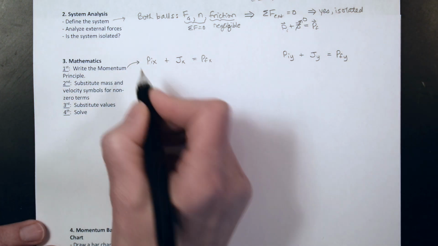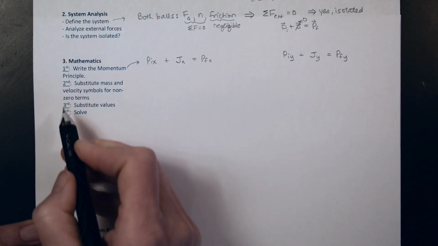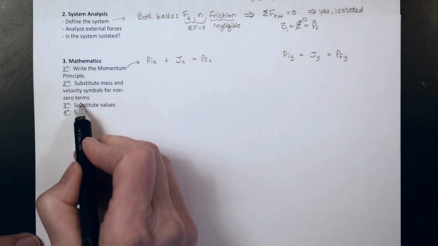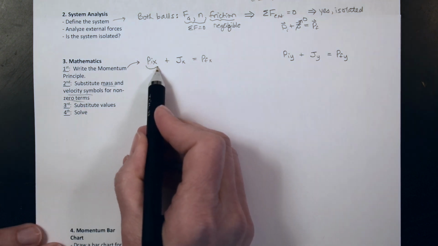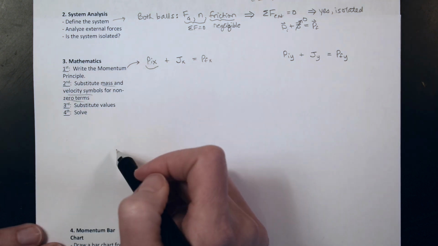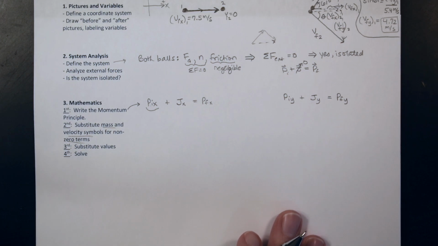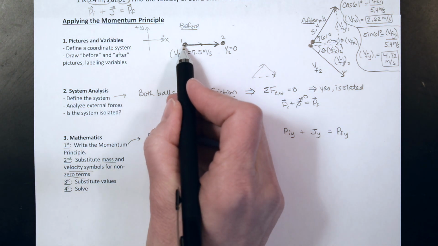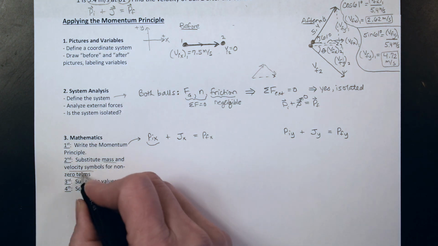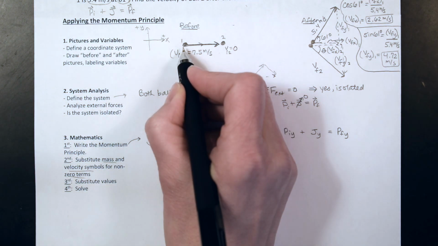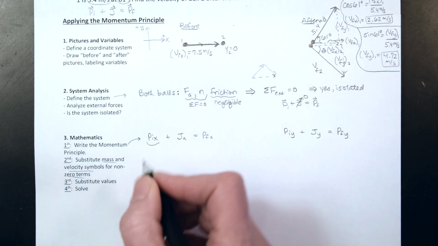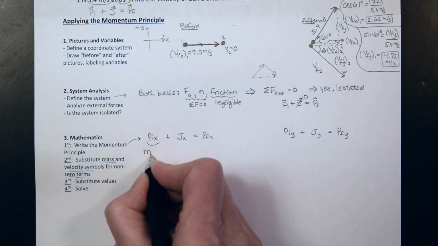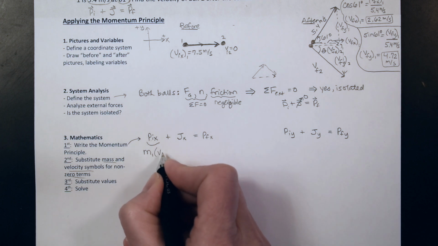There we go. That was step 1. Step 2, substitute mass and velocity symbols for non-zero terms. There are 2 objects, so the initial momentum has to be the sum of the momentum of both objects in my system. Going back to my picture, I'm now going to think about each object one at a time. Object 1 is moving, so ball 1 has initial momentum, and I need to include that: the mass of ball 1 times the initial x velocity of ball 1.